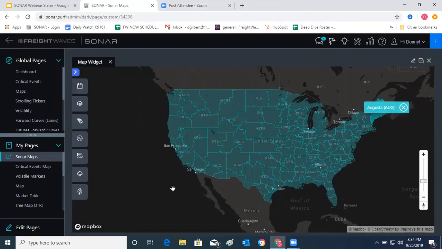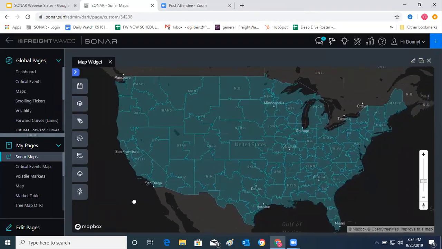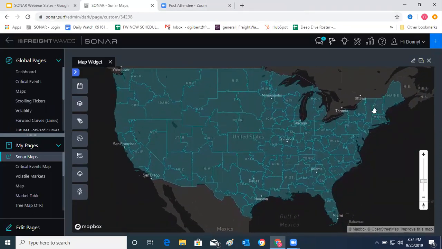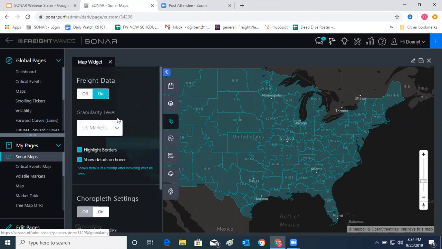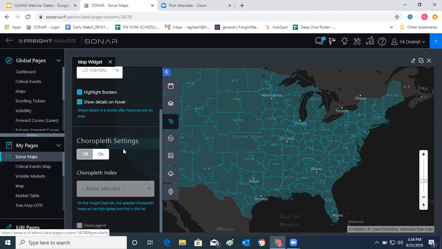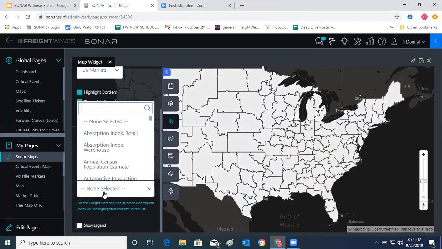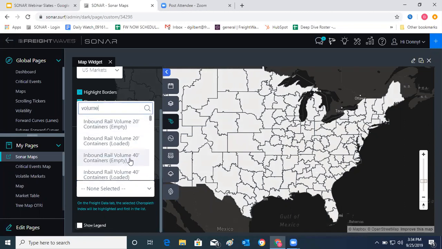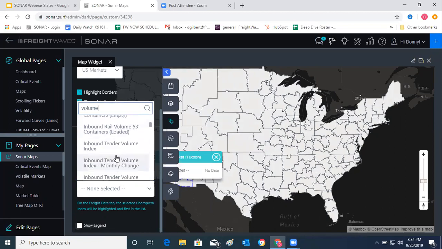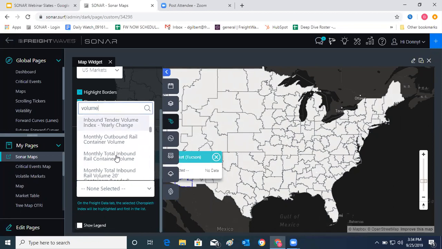You see we have 135 different market types listed out here through our U.S. region. Right here in the middle, you see this little icon. That's a truck, and that's where we want to work out of. We click that to open it, and I'm going to keep it on U.S. maps. I'm going to go ahead and turn our ChlorPlus settings on. And the first thing I'm going to look at, I will click here. I'm going to type in volume. I'm going to scroll down. I'm going to look for outbound tender volume index.